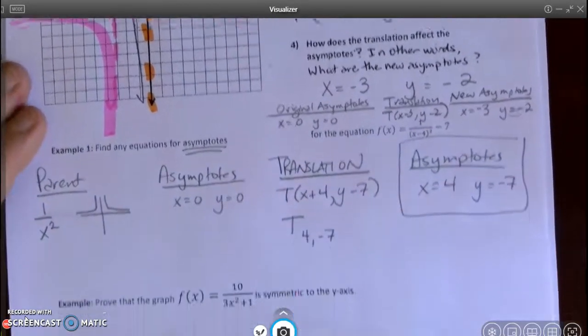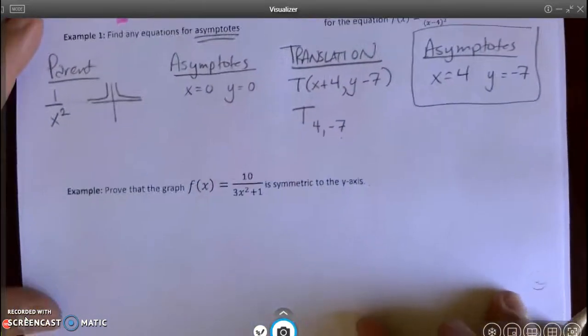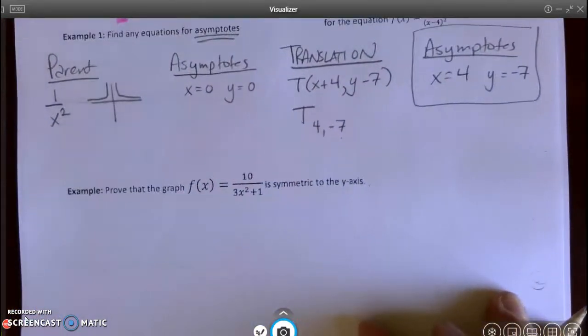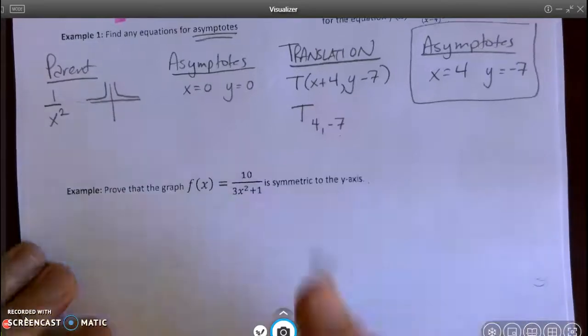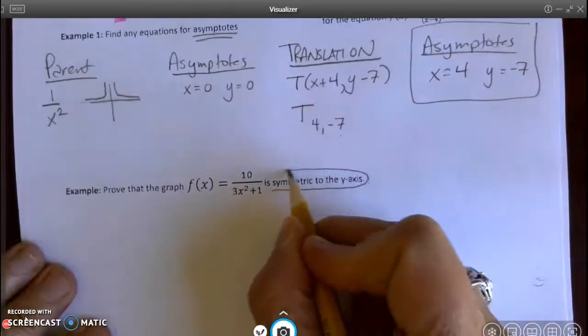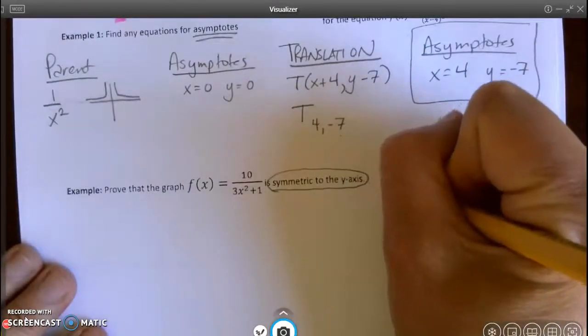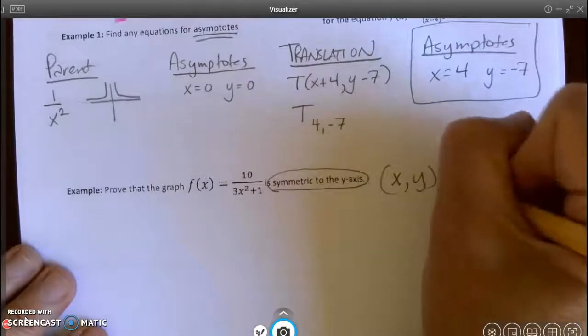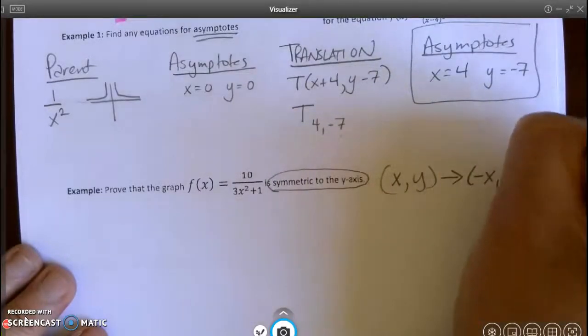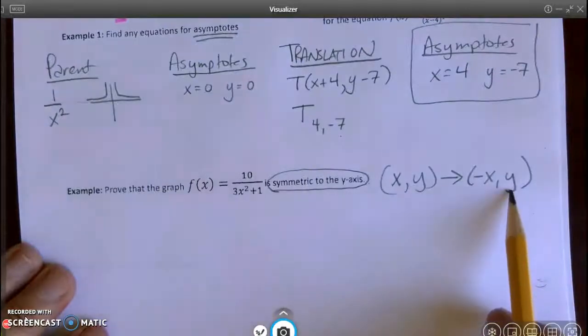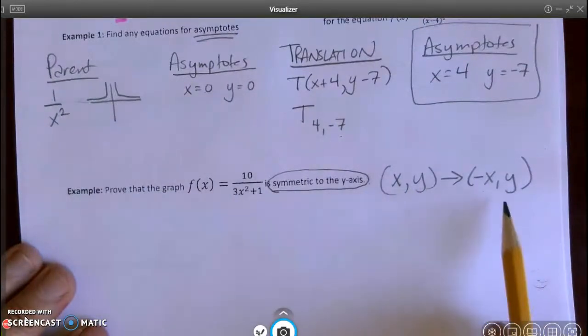Let's go down to our next example. This is example 2 on the back here. Prove that the graph f(x) = 10 divided by 3x squared plus 1 is symmetric to the y-axis. If you are symmetric to the y-axis, if you remember from our notes earlier, those were my even functions, and that meant that (x, y) became (-x, y). Remember, the y doesn't change, it's only the x that changes.